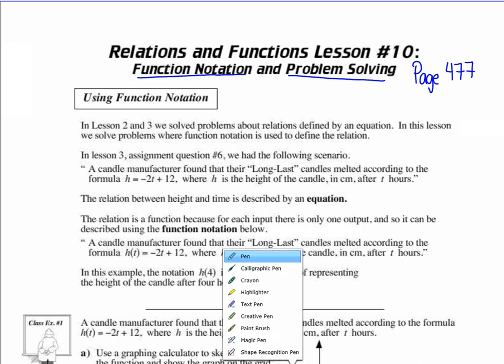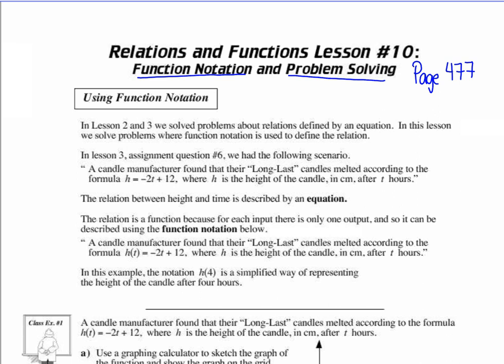So we talked about functional notation. If you have a word problem, often the equation is not going to be y equals something, y and x. If you have a word problem like 2x plus 3, that would be the equation for a general function. But what if your equation is something like h equals negative 2t plus 12, in terms of the height of the candle over t hours?